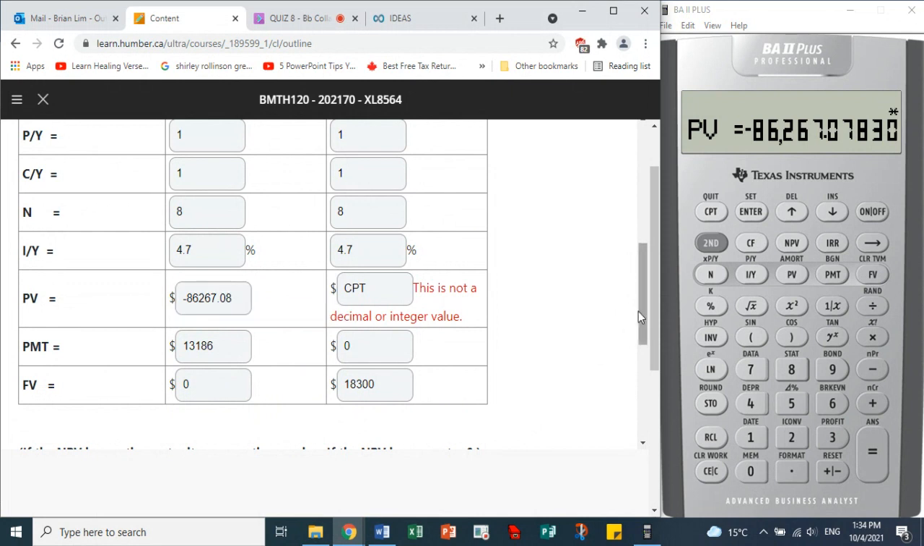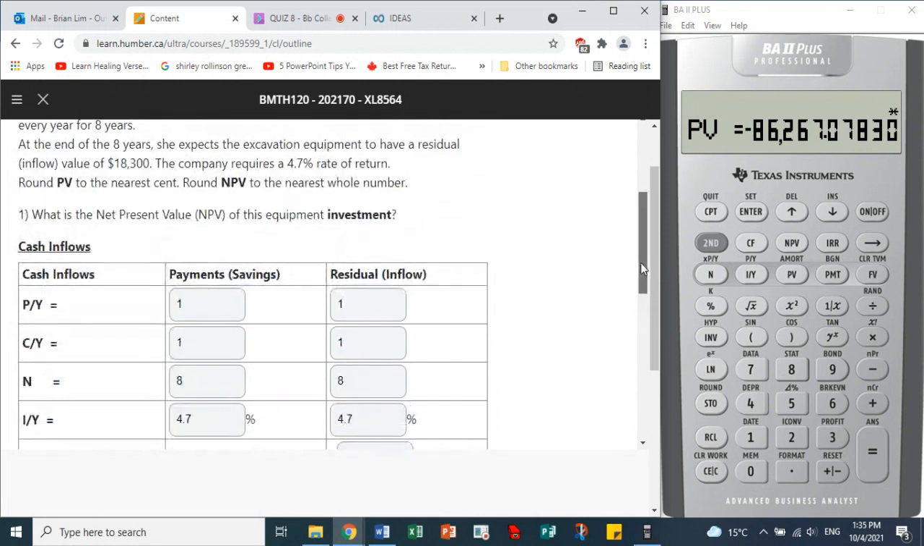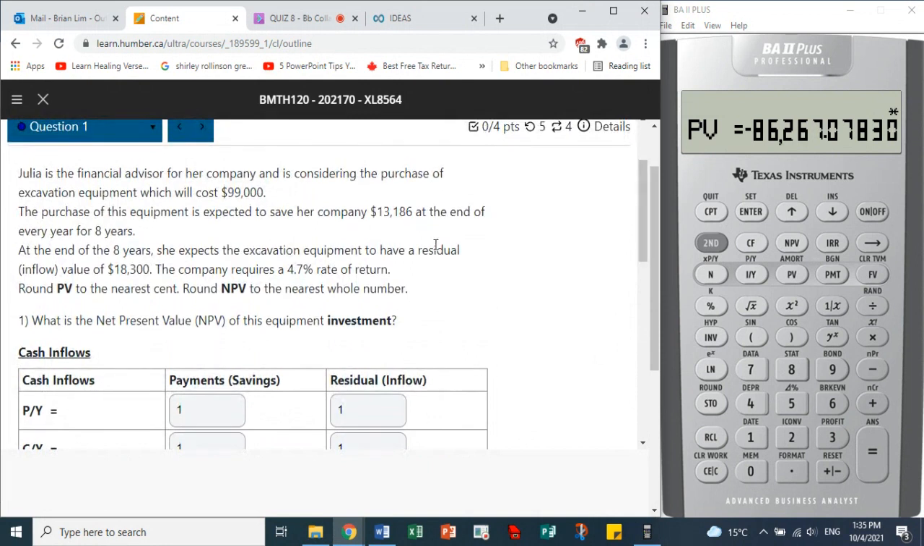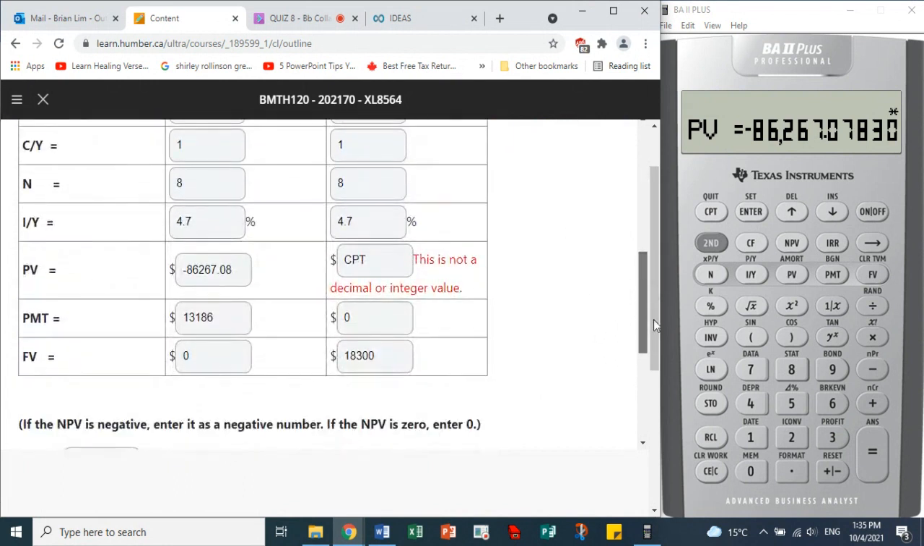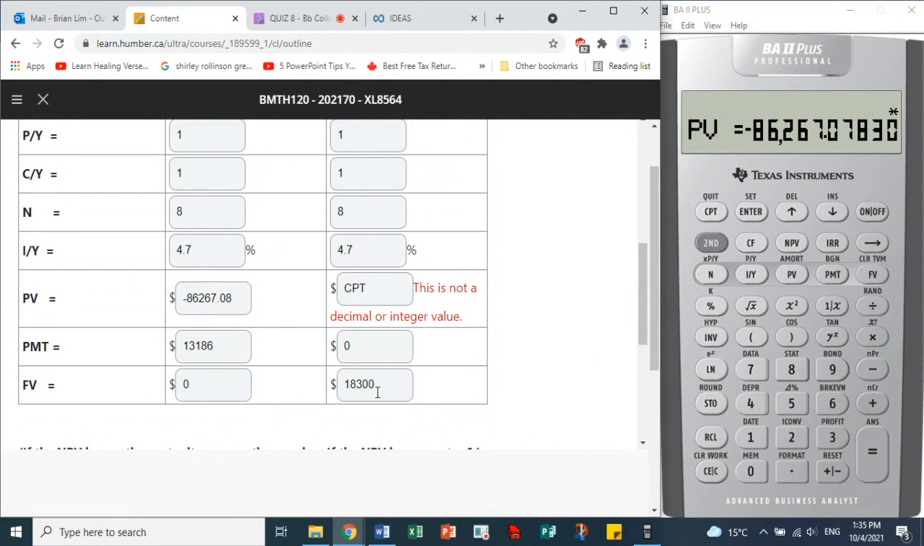Okay, so that was for the equipment over the 8 years. But at the end of the 8 years, it is worth 18,300. So let's come over here now, and we will do the computation here for this 18,300. All right, all the numbers are the same, except payment now we have to put in 0. Okay, this 0 right here. We must be careful because right now payment does have a number in it. So we put in 0 for the payment.